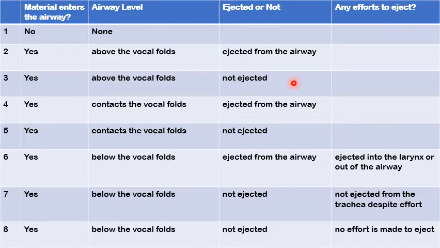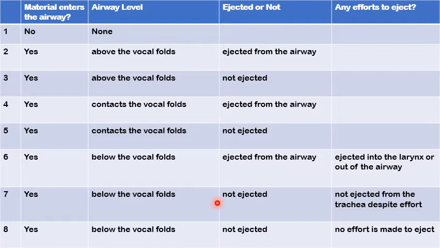superior laryngeal nerve. In 4 and 5, the aspirate material goes a bit deeper and contacts the vocal folds, into the areas directly above the vocal fold. Again, number 4 is ejected from the airway promptly, and in number 5, it is not. In 6 and 7, the material goes below the vocal folds. In number 6, again, it's ejected from the airway by a good cough reflex.